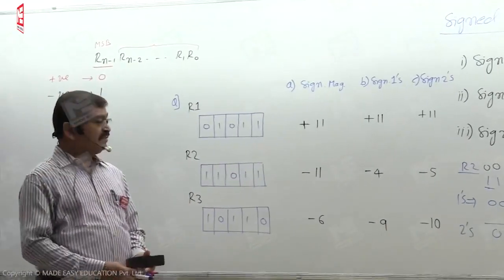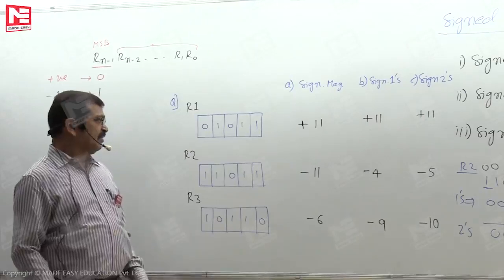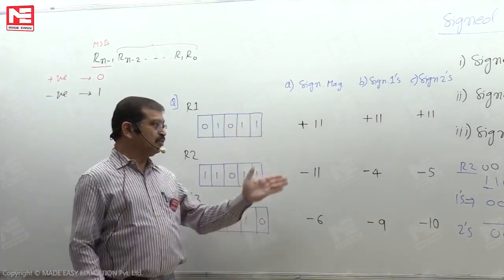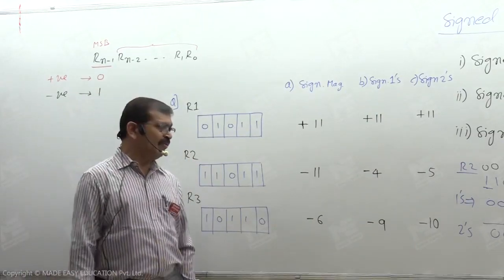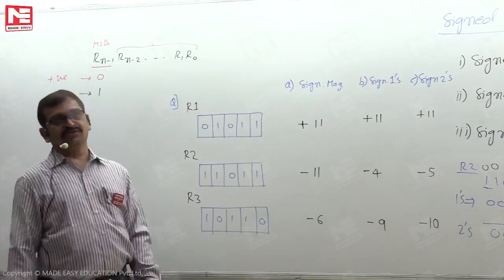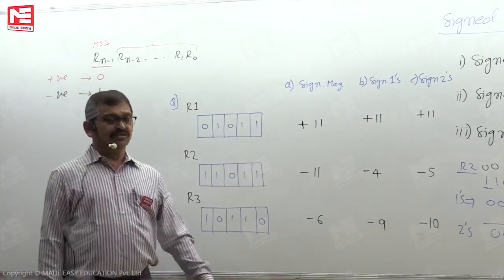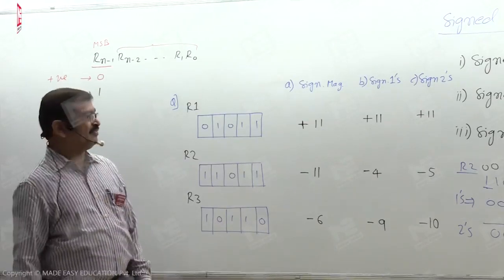The question we posed is: three registers have so and so data. The stored data is in sign magnitude form, 1's complement form, or sign 2's complement form. What are the respective equivalent decimal values? That is the question we considered, and these are the answers.